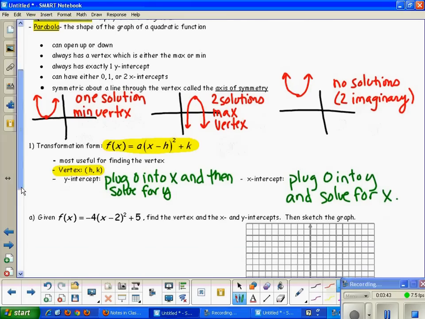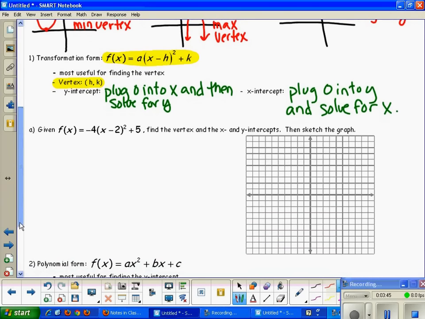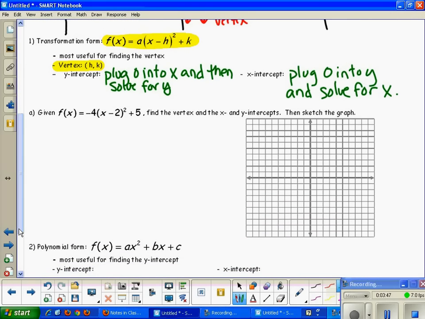The next thing that we're going to do is graph this. So remember, when you're graphing these, don't use your graphing calculator. We want to be able to do this without it. So it says, given f of x equals -4 times the quantity x minus 2 squared plus 5, find the vertex and the x and y intercepts, and then sketch a graph.